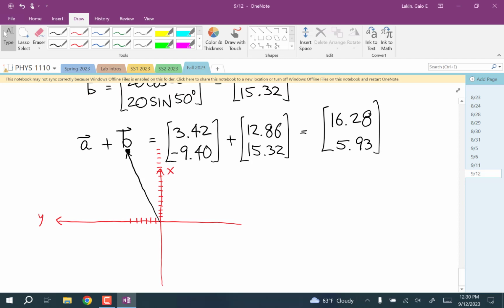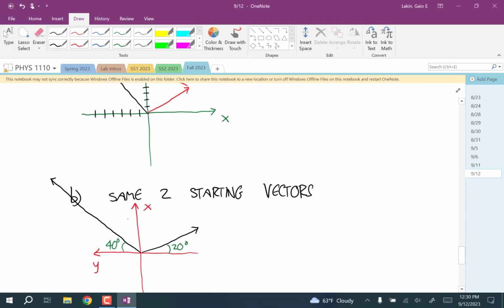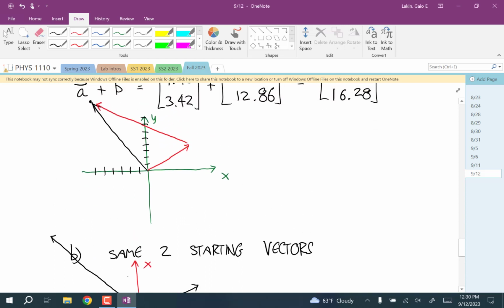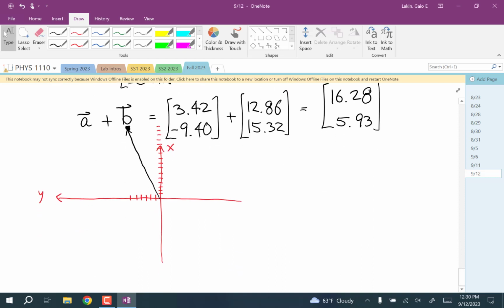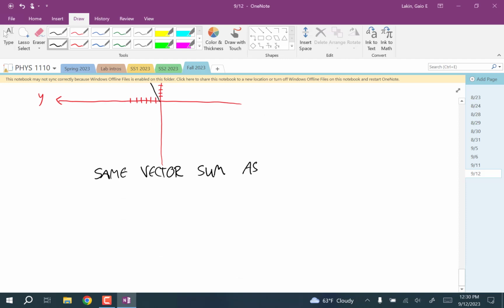And obviously I'm just doing this freehand, but maybe you can at least believe that if I really measured this stuff out, used a protractor, used a ruler, I would have gotten exactly this same vector back, even though the numbers are different, reflecting the different coordinate systems. Okay? So it's the same vector sum as in part A.